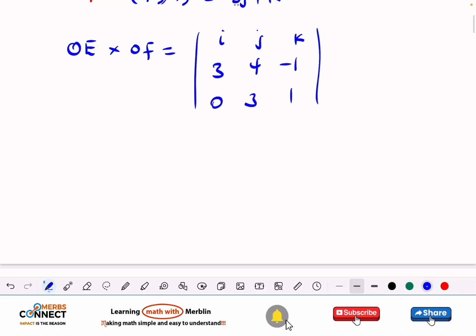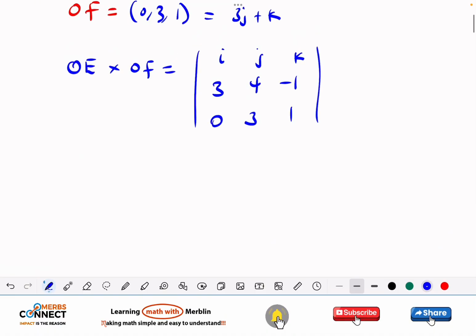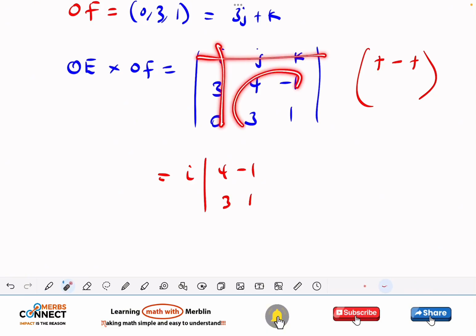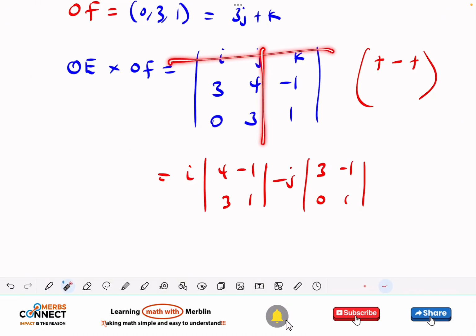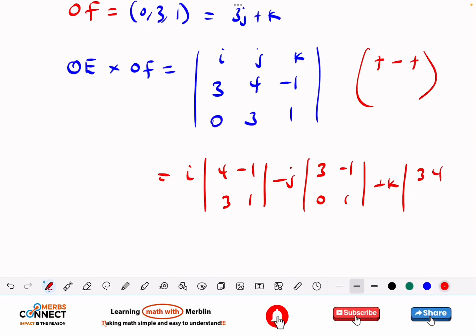Now let's try and do the cross. So don't forget the cofactors. I'm just writing the top because we are using the top row. So this is going to be I, then 4, minus 1, 3, 1. So cross this and this. Then minus J, I'm going to have 3, minus 1, 0, 1. And the last one is plus K, I'm going to have 3, 4, 0, 3. The same thing, cross this and that.